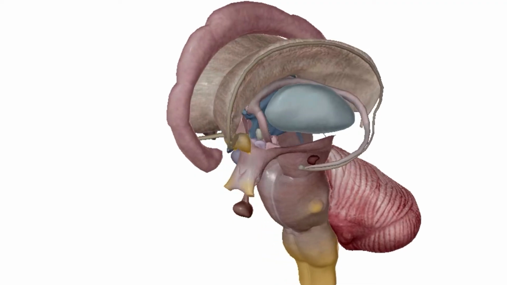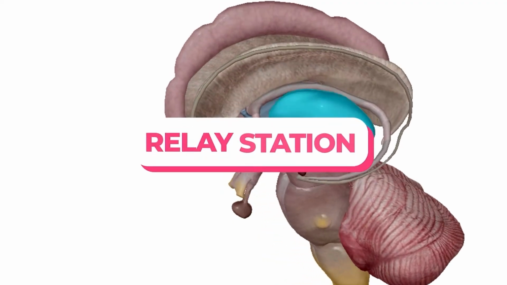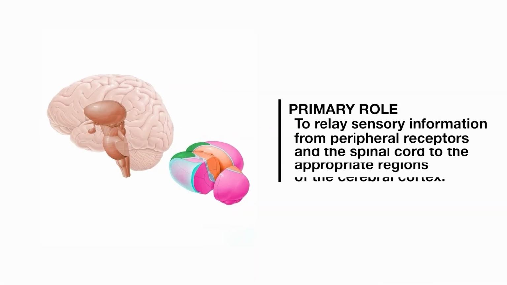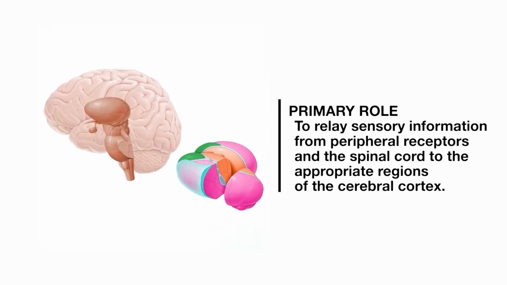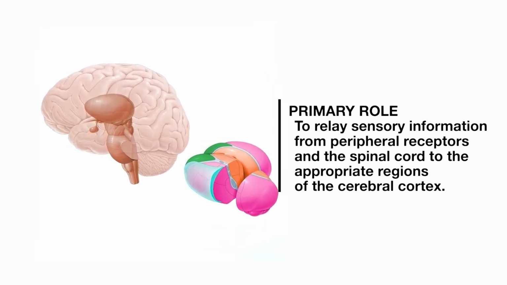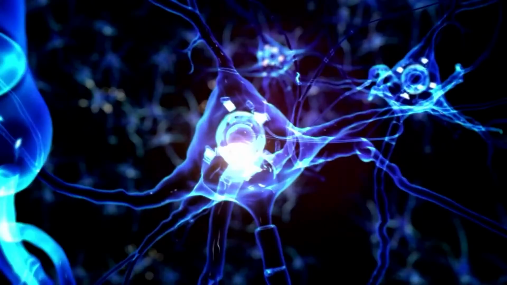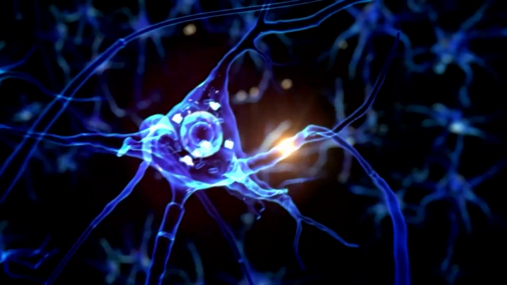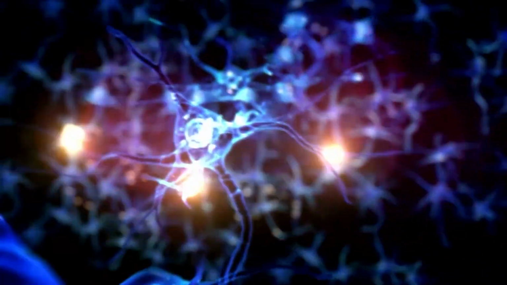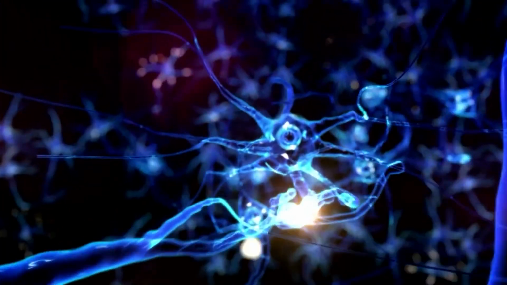It performs various functions. Relay station. One of the primary roles of the thalamus is to relay sensory information from peripheral receptors and the spinal cord to the appropriate regions of the cerebral cortex. It processes and transmits inputs from all the senses, except smell, to associated cortical areas.